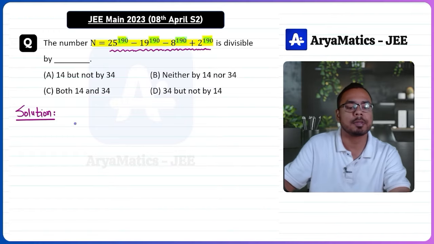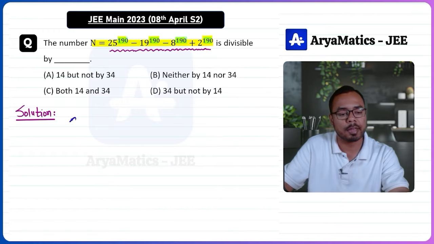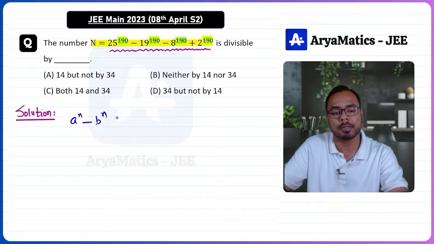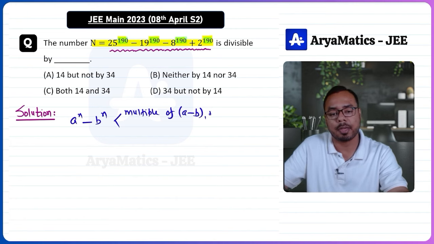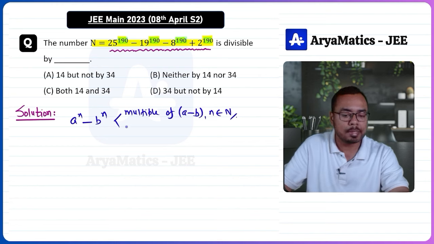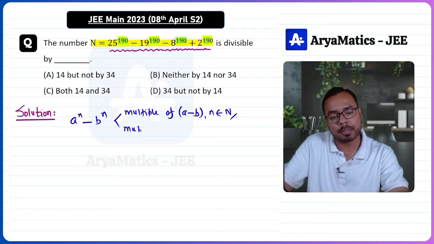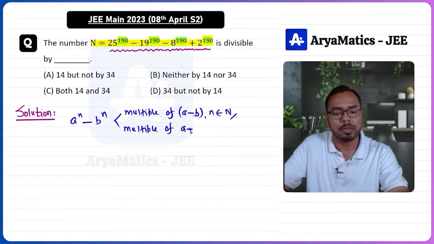In fact, there are two concepts. The very first one is that if I have a raised to n minus b raised to n, where n is some natural number, some positive integer, this is always a multiple of a minus b, right? A raised to n minus b raised to n is always a multiple of a minus b. N is any natural number. And if n is an even number, then this is a multiple of a plus b also. And using the factor theorem, one can easily prove this result also.